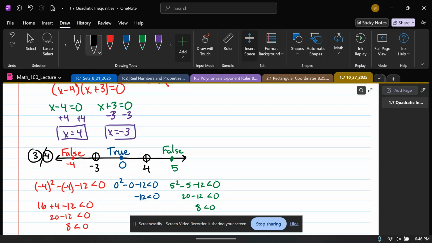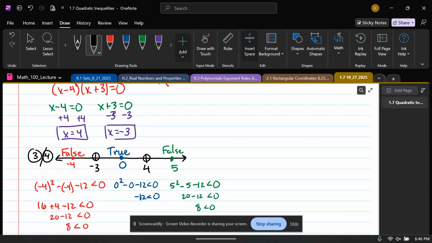We got our answers, we put them on a number line, and then we started checking the zones. Picking a number that's in the zone and plugging it in, seeing if it's true or false. The true zone is the answers. Okay? So the answers are all the numbers that are between -3 and 4. So when we checked this 0, that showed me that any number that's in between -3 and 4 would work in the inequality. Okay? So my solution set.